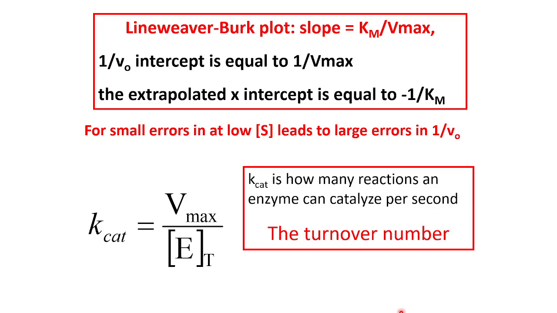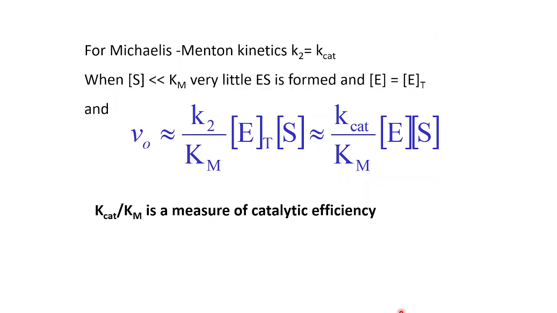The turnover number, kcat, is how many reactions an enzyme can catalyze per second, and that is the explanation of catalytic efficiency. Now for Michaelis-Menten kinetics, K2 is equivalent to kcat. Why is it so? Because K2 is the rate determining step over here.